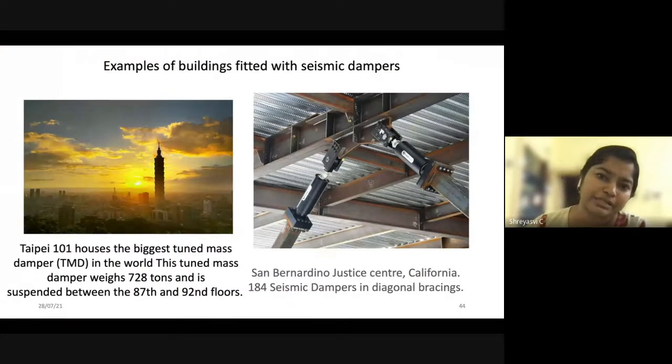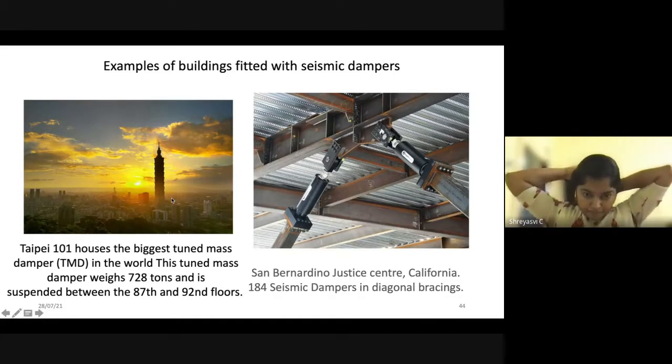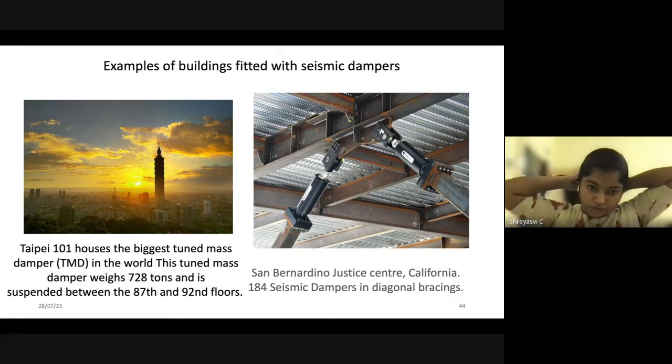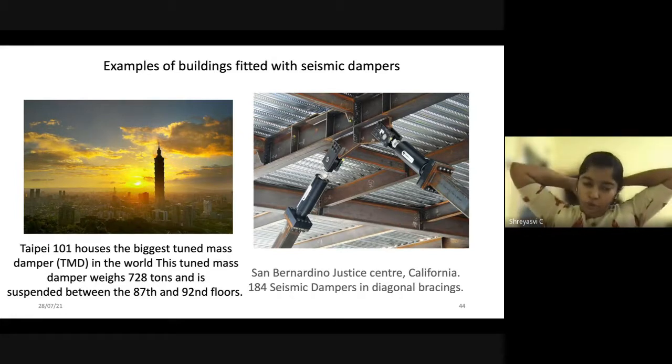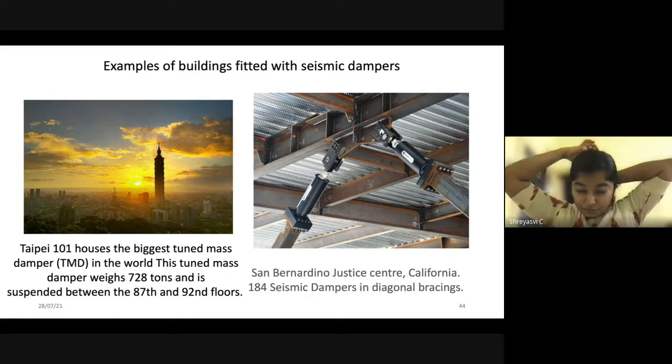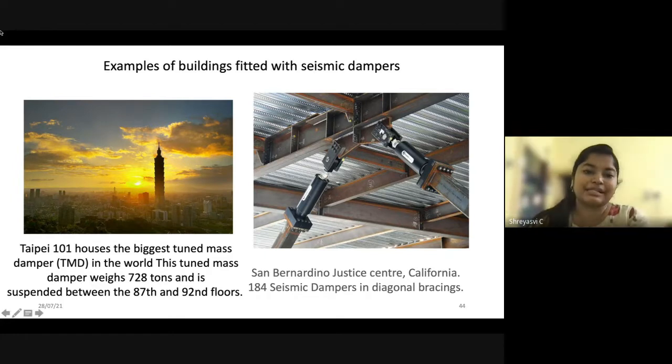And there are some examples wherein seismic dampers have been fitted. So this is Taipei Tower, which consists of a tuned mass damper. I will talk about tuned mass damper in a bit. But these have around 728 tons of dampers fitted. And whenever we talk about dampers, the location wherein these dampers are placed plays a crucial role. In case of Taipei 101, these dampers were fitted between the 87th and 92nd floor.